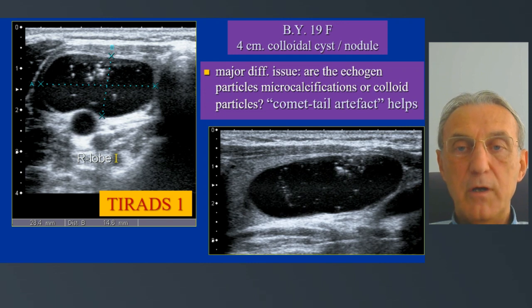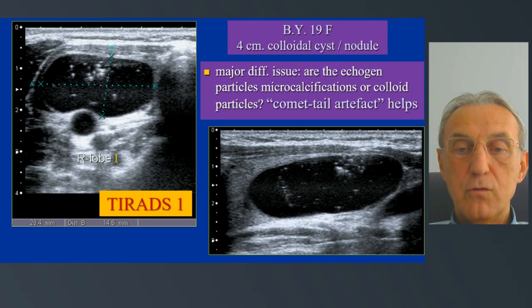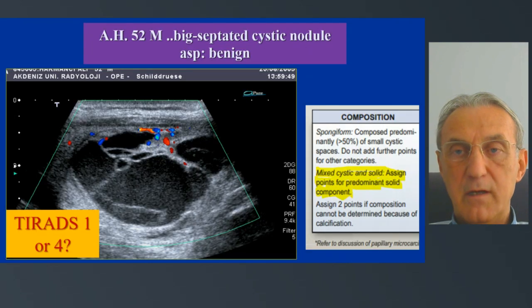This is another young patient with a 4 centimeter big colloidal cyst or nodule, we can say, but it is completely cystic, so we can say confidently that this is thyroid 1.